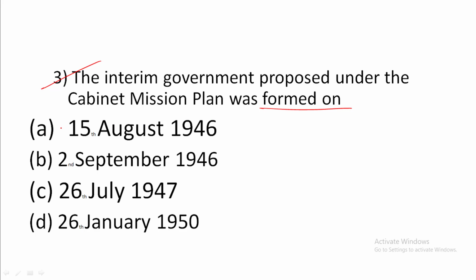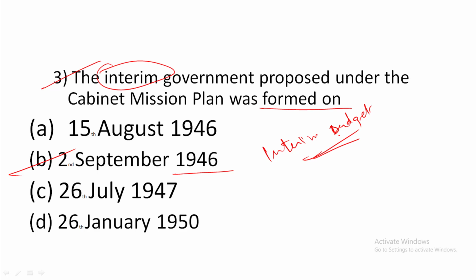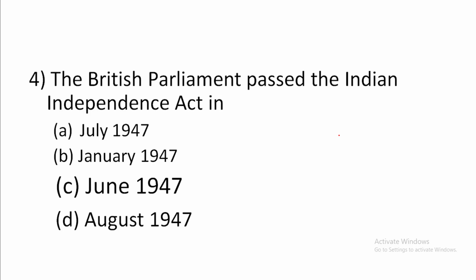Answer B. 2nd September 1946. Please remember the interim word. In this year, Indian government has introduced interim budget. Number 4. The British Parliament passed the Indian Independence Act in. Answer C. June 1947.